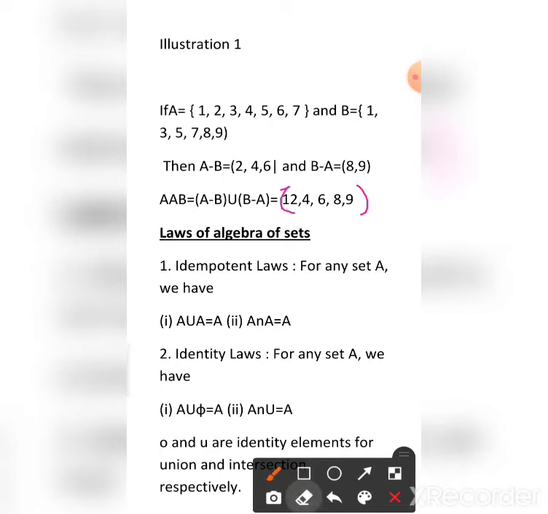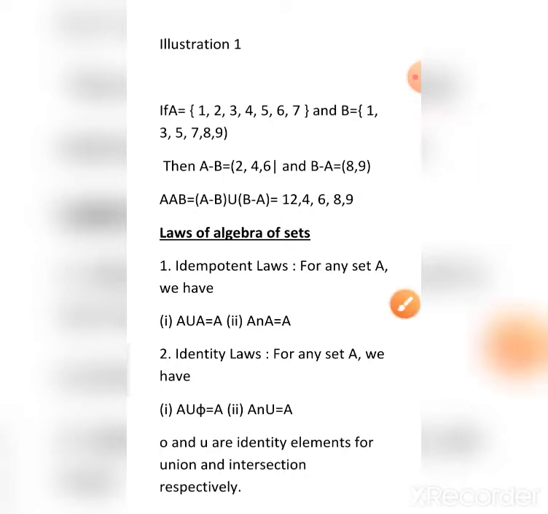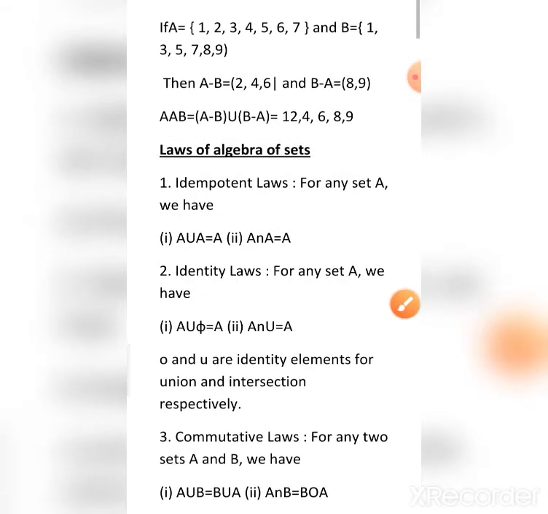Here A delta B is equal to A minus B union B minus A, which gives {2, 4, 6, 8, 9}. This is the symmetric difference of A and B.